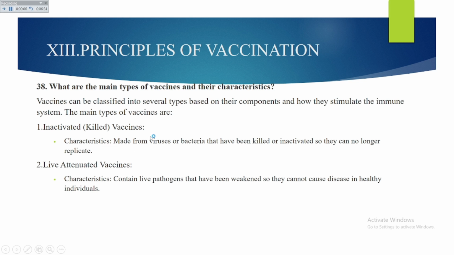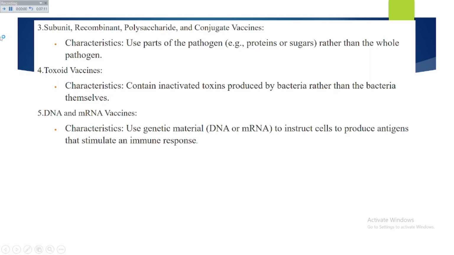Its characteristic: it is made from viruses or bacteria that have been killed or inactivated so they can no longer replicate. This is inactivated vaccine. The second one is live attenuated vaccine. Its characteristic: it contains live pathogens that have been weakened so they cannot cause disease in healthy individuals. They contain the live pathogen, but these live pathogens have been weakened. They are not acting normally, so they cannot cause disease in healthy individuals.